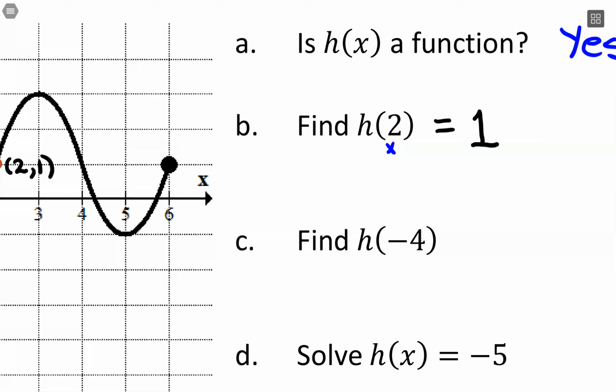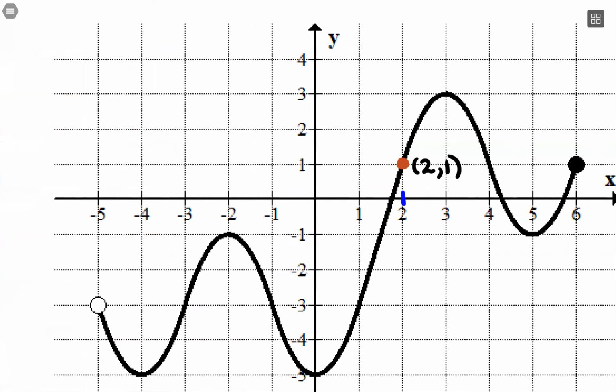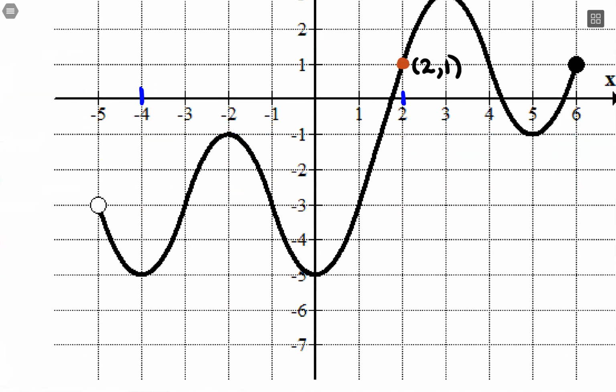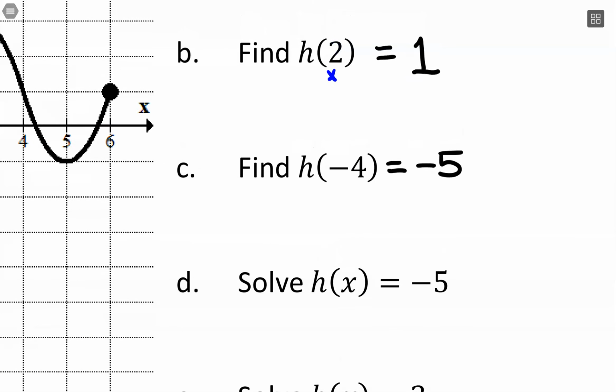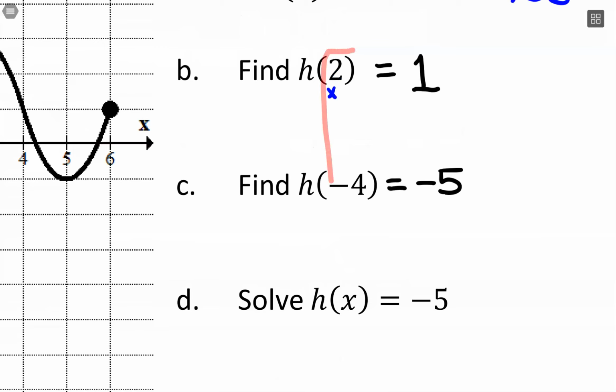H of negative 4, in terms of what that equals, I would go to x equals negative 4, and then I want to find my output on the graph. So I have this coordinate down here, which is the coordinate x equals negative 4, and we would have an output of negative 5. So my answer there is going to be that output of negative 5, or my y value. With those cases, they're giving you your x value and you just need to find the y coordinate that's being mapped on the graph.